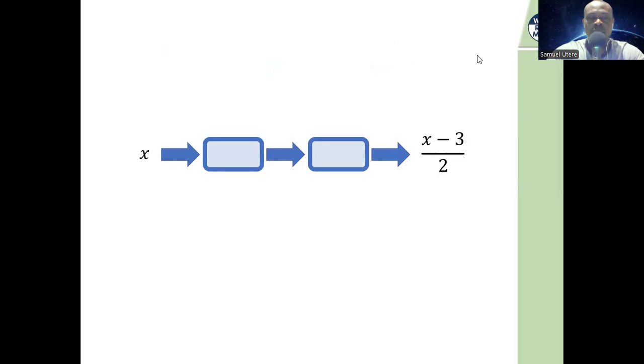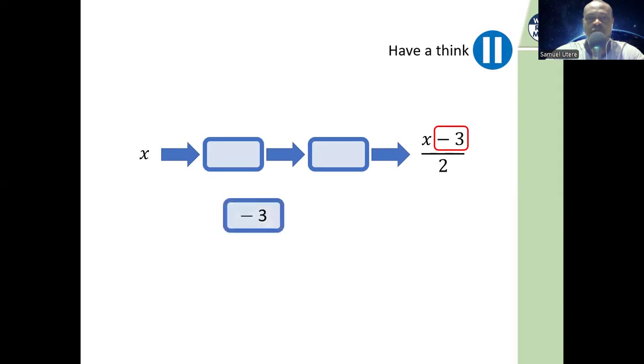This one, x is our input, our output is x minus 3 over 2. Initially, you would think, okay, here there are two things that have happened. We have an input x, we've subtracted 3, and then we're dividing by 2. But in which order? If you're thinking, let me try this: I'll subtract 3 before I divide by 2. If you take your time to write this out, here is what happens.